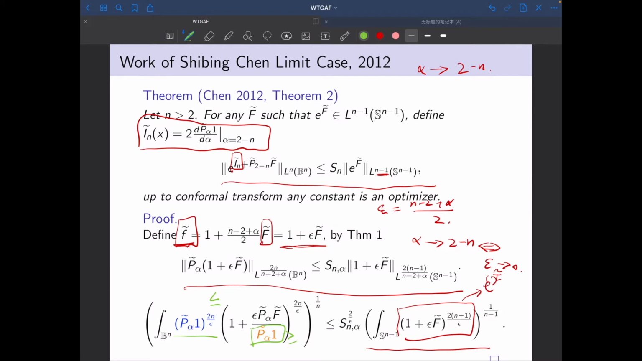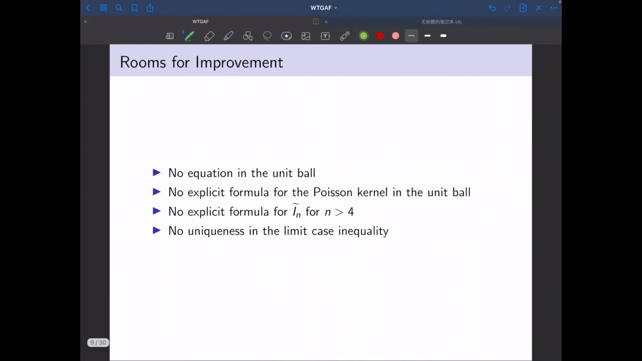I also want to emphasize that here he identified the sharp constant as n, but he did not prove uniqueness of extremal functions. He only proved that any constant is an optimizer, but he did not prove that any optimizer has to be constant up to conformal transformation. So there is some room for improvement in Shibing Chen's work, which will lead to my work.